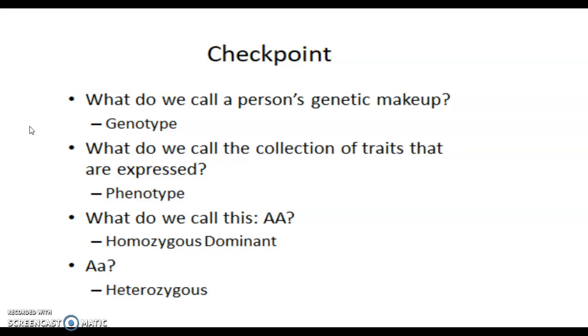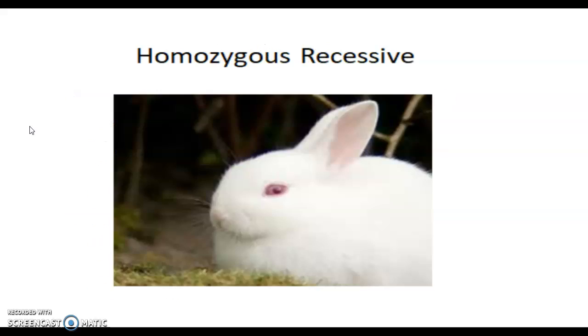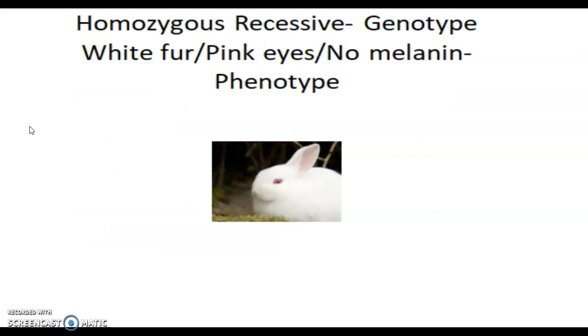Okay. What would big A be? That would be homozygous dominant. Big A, little a, that would be heterozygous. Okay, so homozygous recessive is what we would call the genotype. White fur, pink eyes, no melanin, that's going to be how we would describe the phenotype.